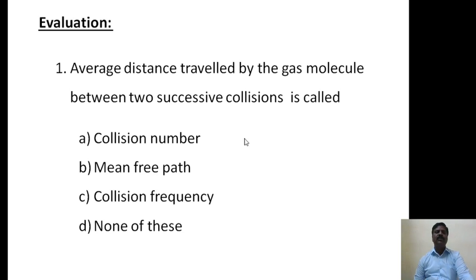The answer for this question is B, because the average distance traveled by the gas molecule between two successive collisions is called mean free path. Therefore, option B is the right answer for this question.